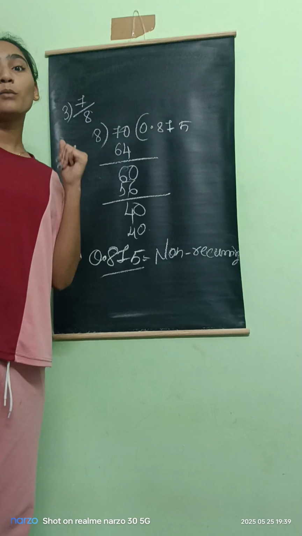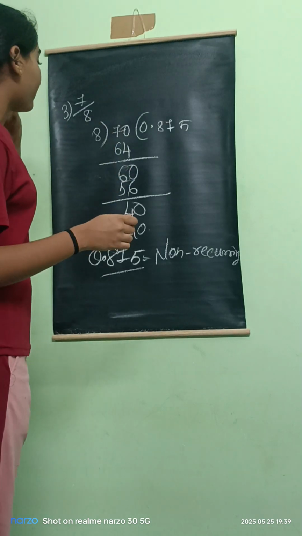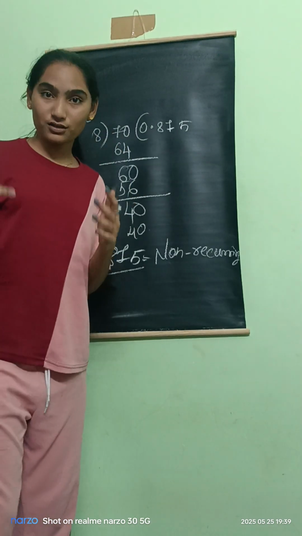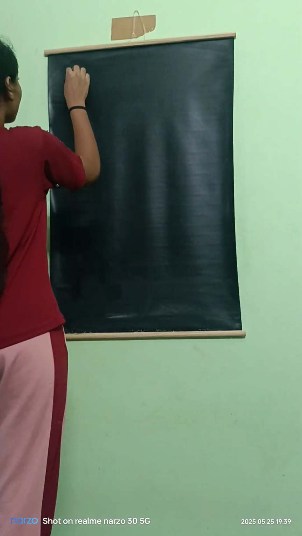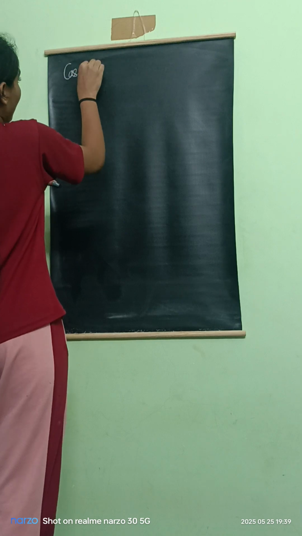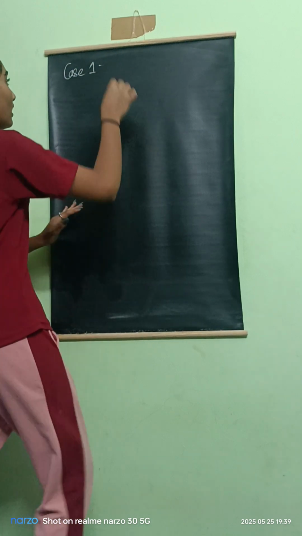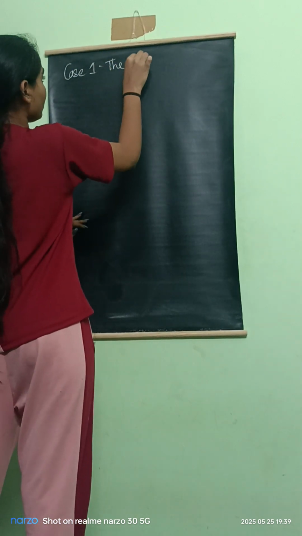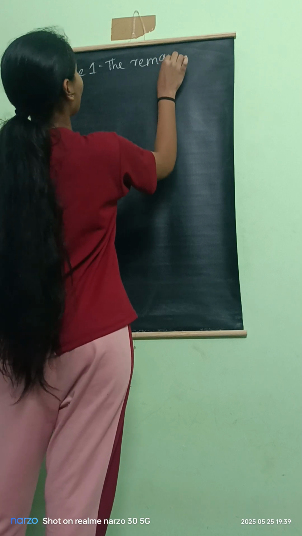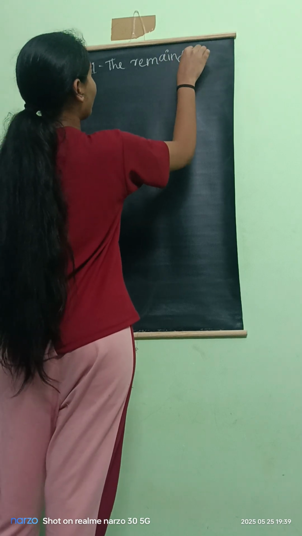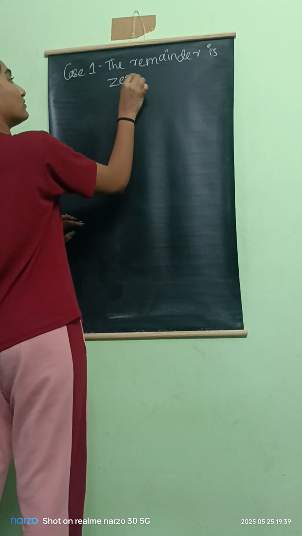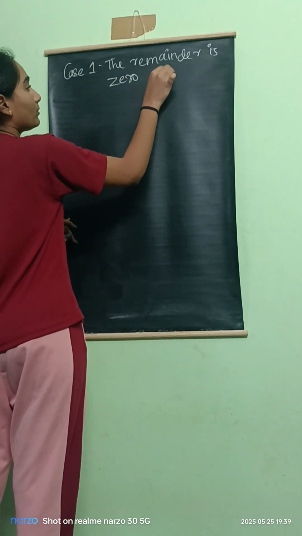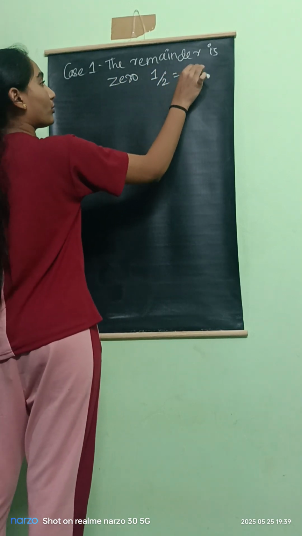Next, let's move into the next topic. There are two cases in it. Case 1 is the remainder is 0. For example, 1 by 2, that's equal to 0.5.